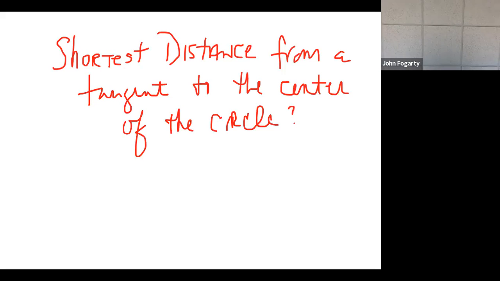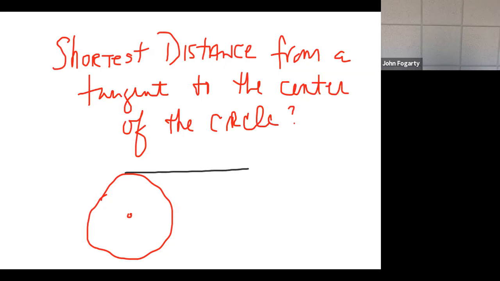All right, so let's figure it out. Let's look at a picture. And this is line L, all right? And I tell you line L is a tangent to circle A. If I said to you, find for me the shortest distance from the line to the center, what would you do? Would you draw the radius?